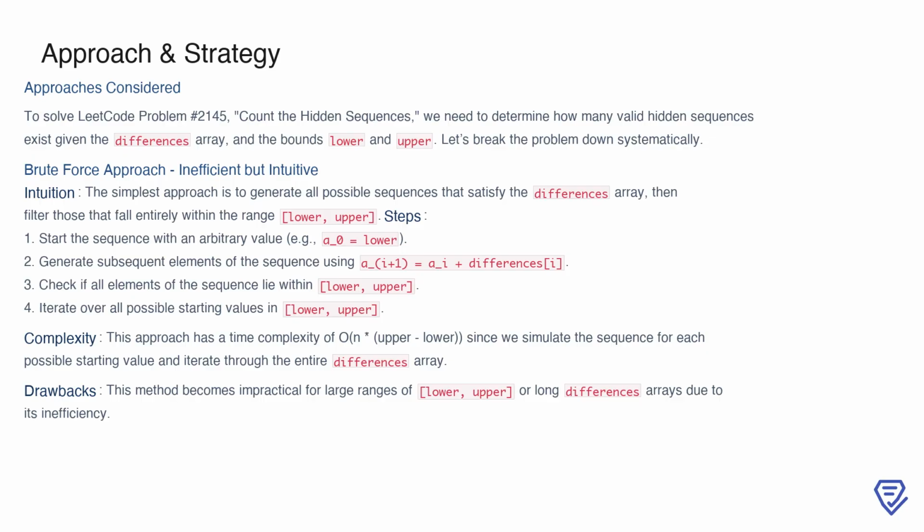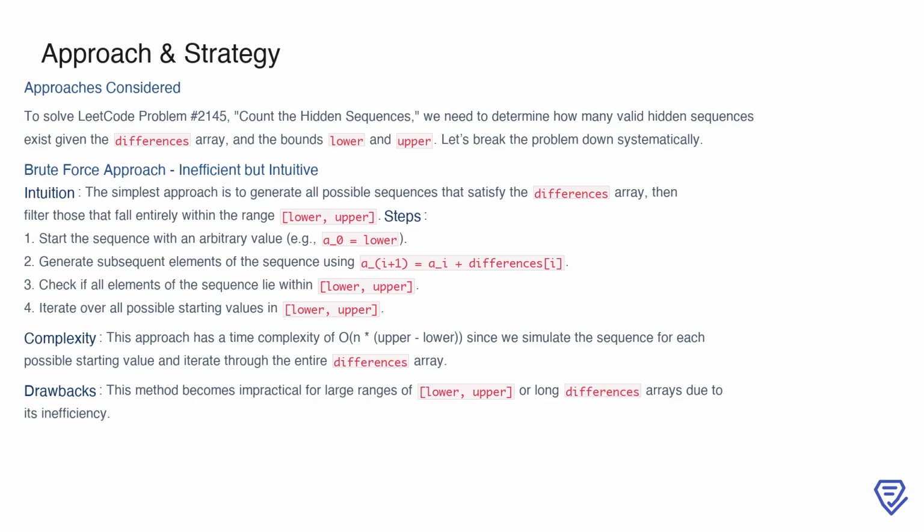To solve the problem of counting hidden sequences, we start by understanding the requirements. We need to determine how many valid sequences can be formed based on the given differences array and the bounds, lower and upper. Initially, we can consider a brute force approach, which is straightforward but inefficient. Here's how it works: we start the sequence with an arbitrary value, such as the lower bound, and generate the rest of the sequence using the provided differences.